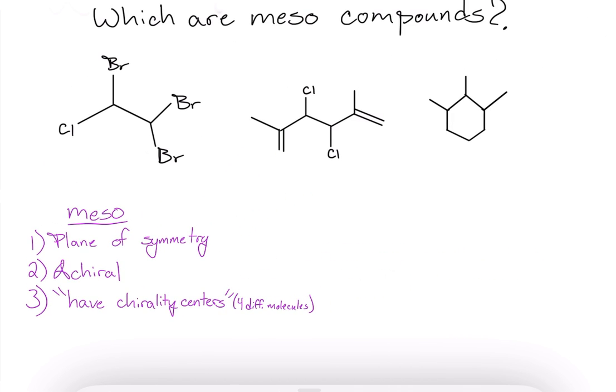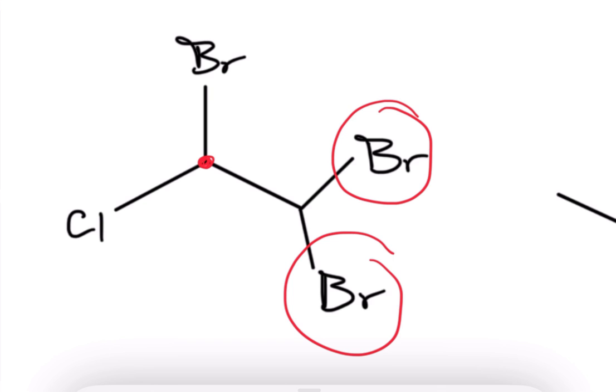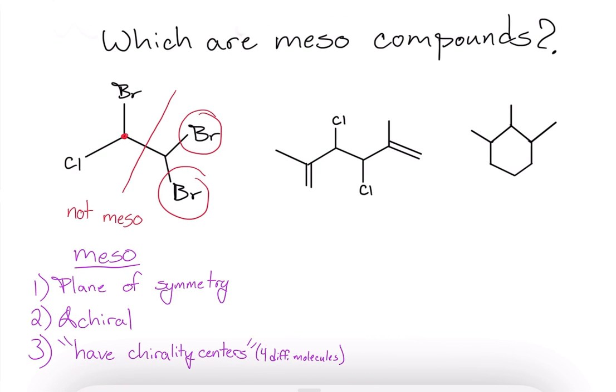Now, when we look at these molecules, a few things stand out. If we look at number 1, or the leftmost molecule, we notice only one has a chirality center because these 2 molecules are the same. So there is no plane of symmetry, and we know that this molecule is not meso. It violates our rule of having a plane of symmetry.